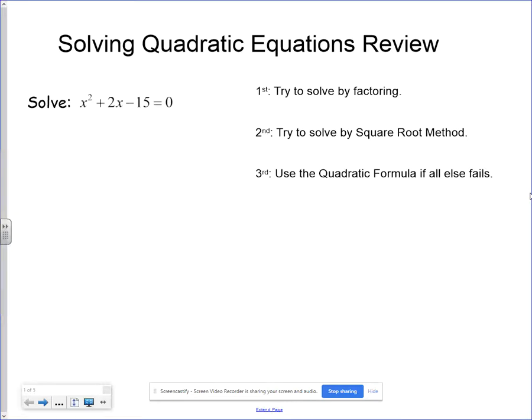So today we're going to review how to solve quadratic equations. And we're going to do it by one of these three methods. The first one is we're always going to try to do it by factoring first. That's the easiest and quickest way.